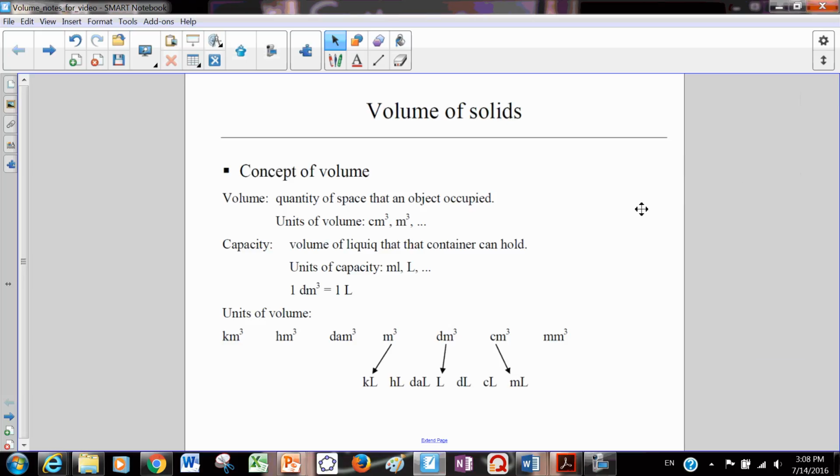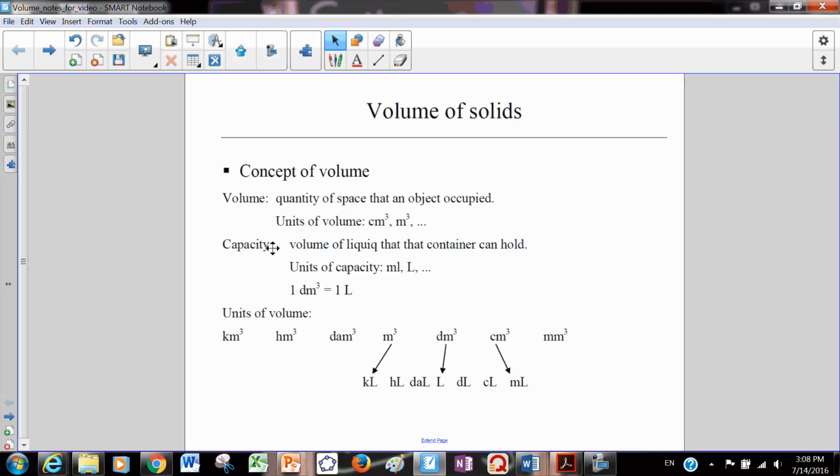In this video, we'll talk about the volume of solids. So first, what does it mean? The volume is the quantity of space that an object occupies. The units we're going to use are centimeter cubes or meter cubes most of the time. It could be bigger, but that's what we're going to use most of the time.